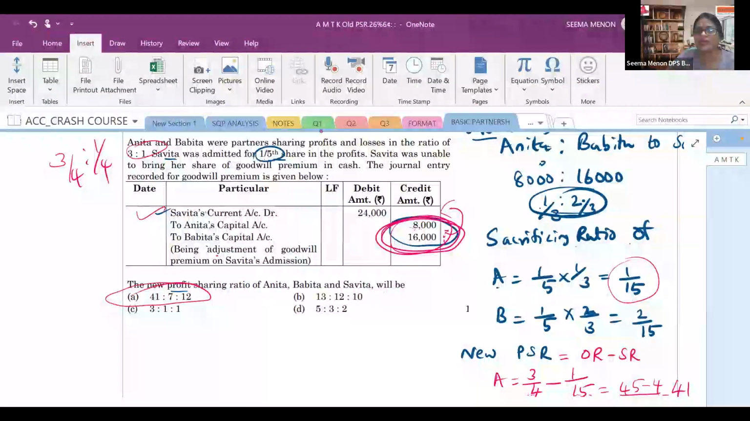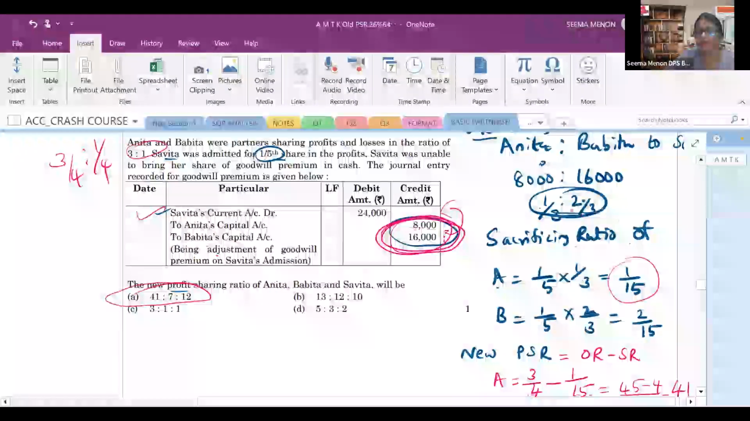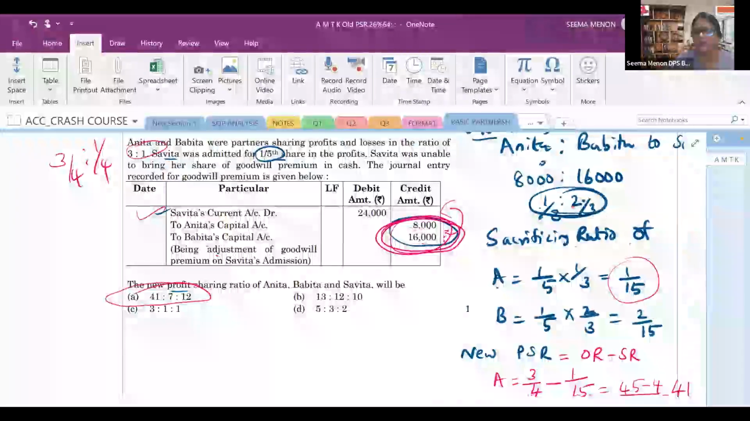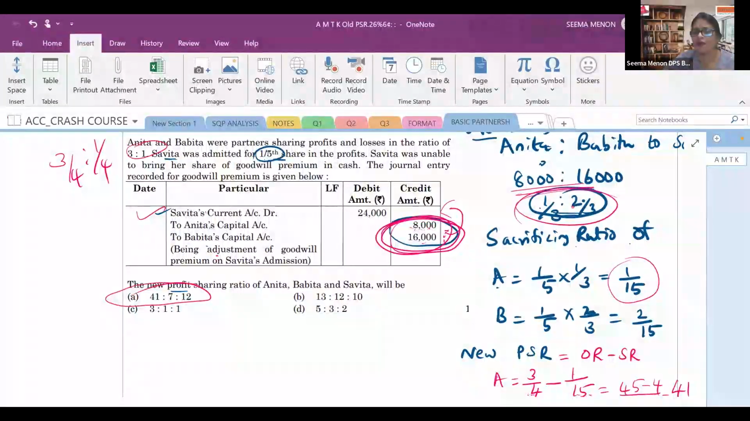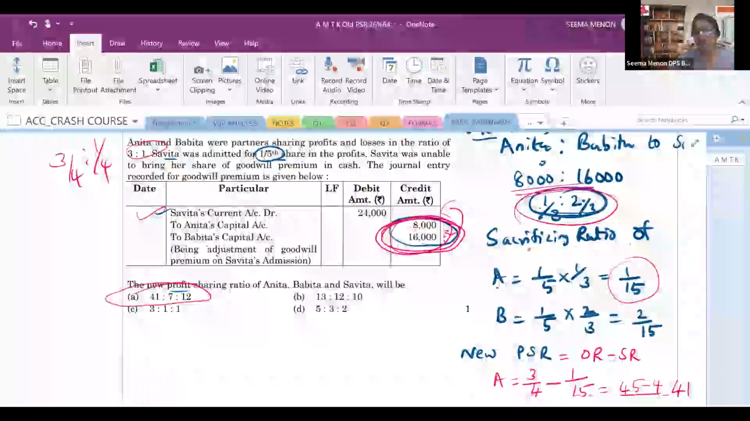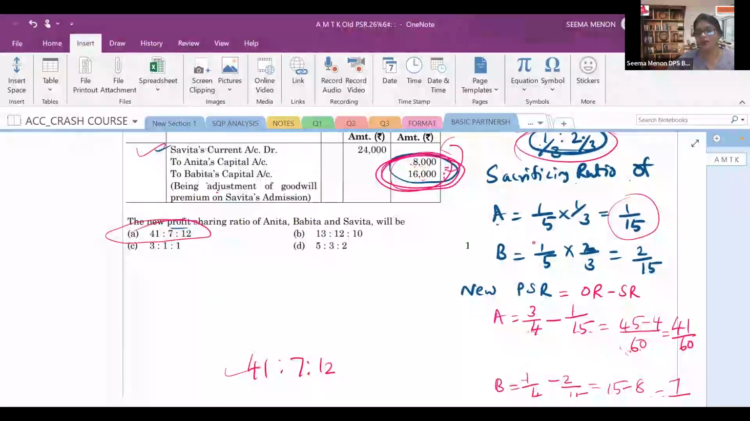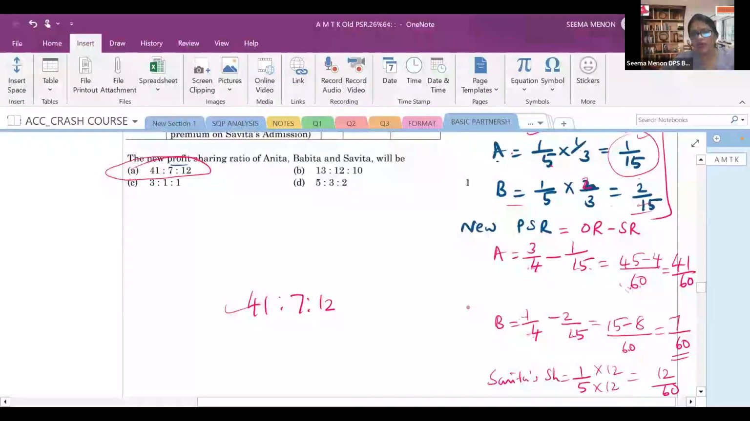But this is not the sacrificing ratio. This is the sacrificing proportion only. And from this, we find out the sacrificing proportion, that is 8,000 is to 16,000. That becomes 1/3 and 2/3. Now, this is their sacrificing contribution. So, we will take Savita's share 1/5. 1/5 ka 1/3 portion is sacrificed by whom? Anita. And Babita sacrificed a 2/3 portion. That is 2/15. So this is the original sacrificing ratio. 1/15 is to 2/15. Now their old ratio is given.